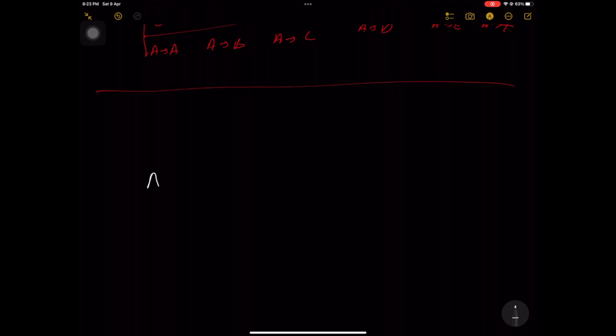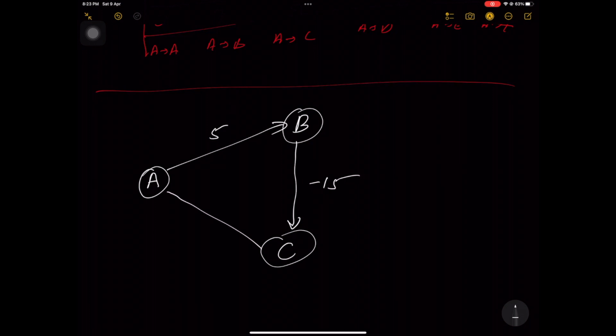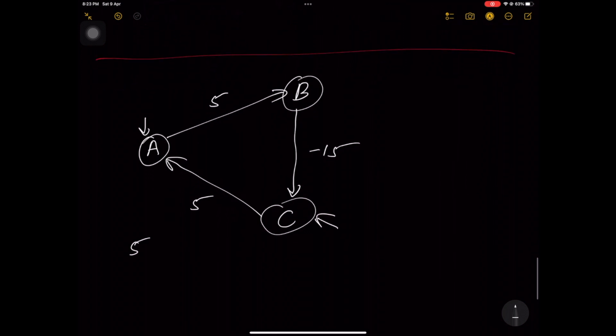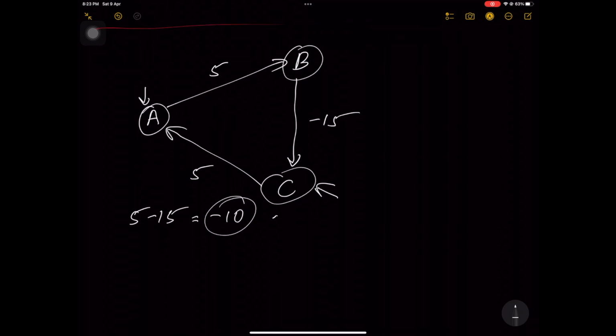Suppose we are in a scenario where there are three nodes like this, and the distance from A to B is say 5, B to C is minus 15, C to A is 5, and we're going to find the shortest distance from A to C. So we go from A to B, that's 5, we go from B to C, which is minus 15, that is minus 10. So we have the shortest distance A to C, minus 10. But what if I go from C to A? So that will become minus 10 plus 5, which is minus 5.